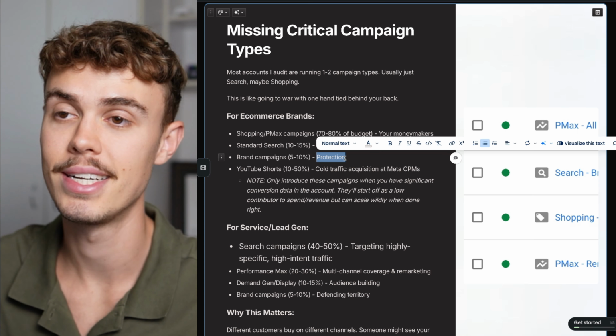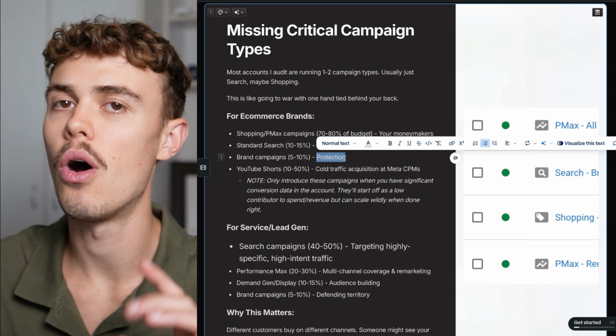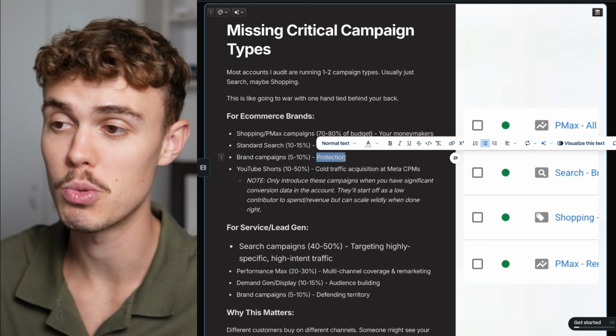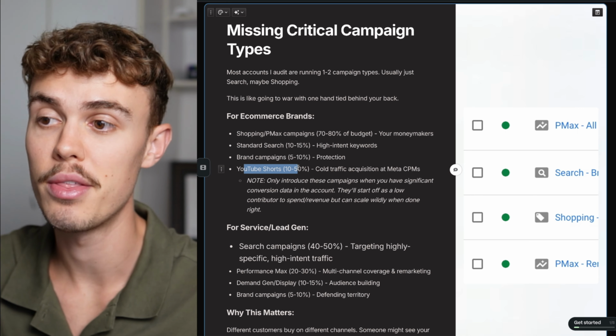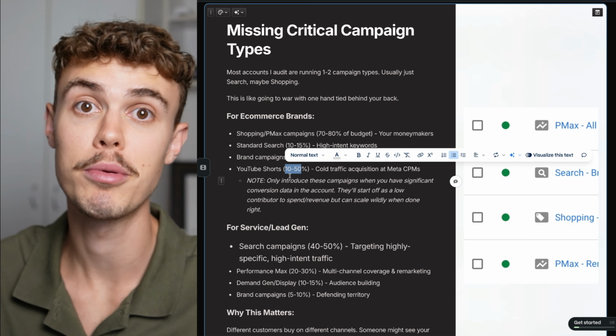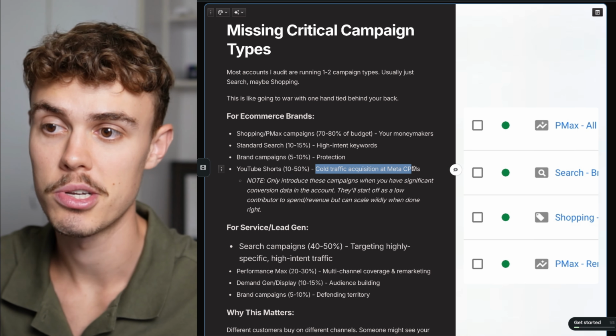Make sure you're protecting your brand and you're informing the algorithm of high quality customers and giving it more data to optimize with. Then YouTube Shorts. Now this can range widely in budget allocation in the account. It could be from 10% all the way up to 50%. It's cold traffic acquisition and Meta CPMs.